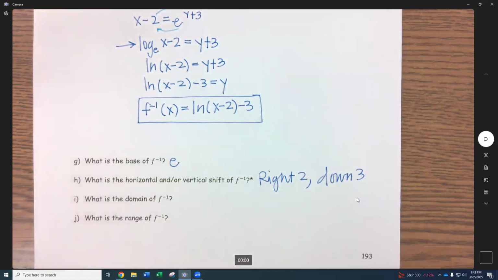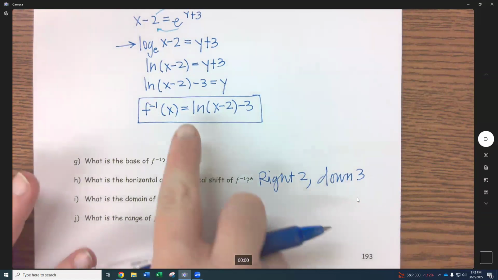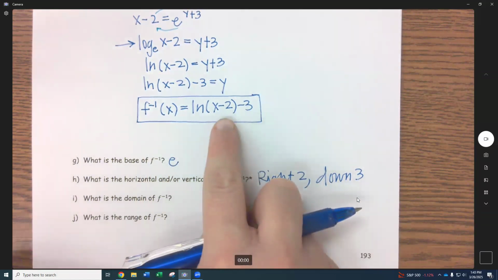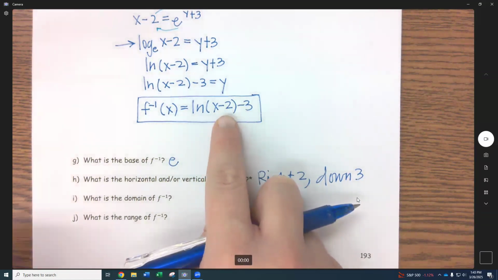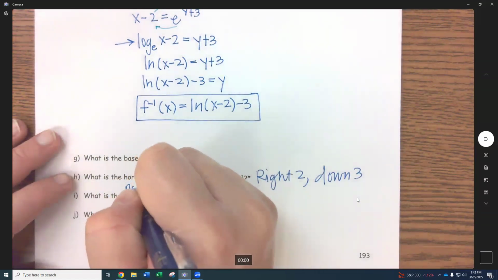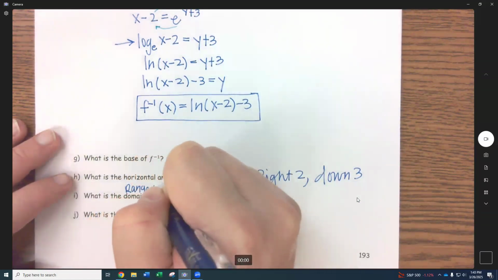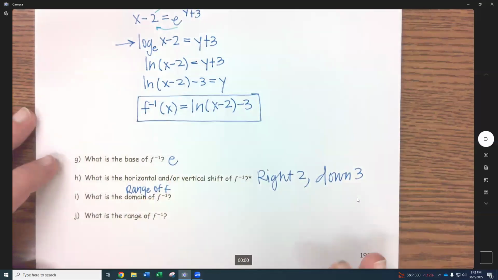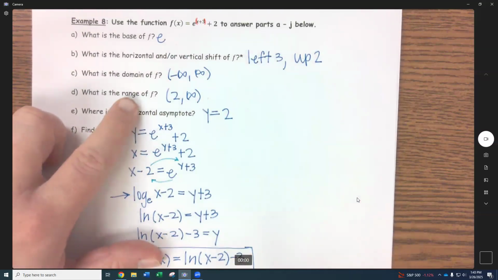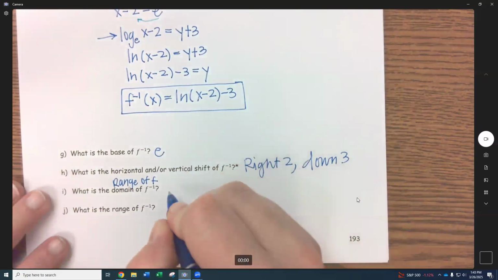Okay, what is the domain? You have a couple ways to find it. You could type this into Desmos, use the graph. You could do what we did before, where if you set this to be greater than 0, you can find it. Or the domain of my inverse is the same as the range of my function. So what was the range of my function? 2 to infinity.